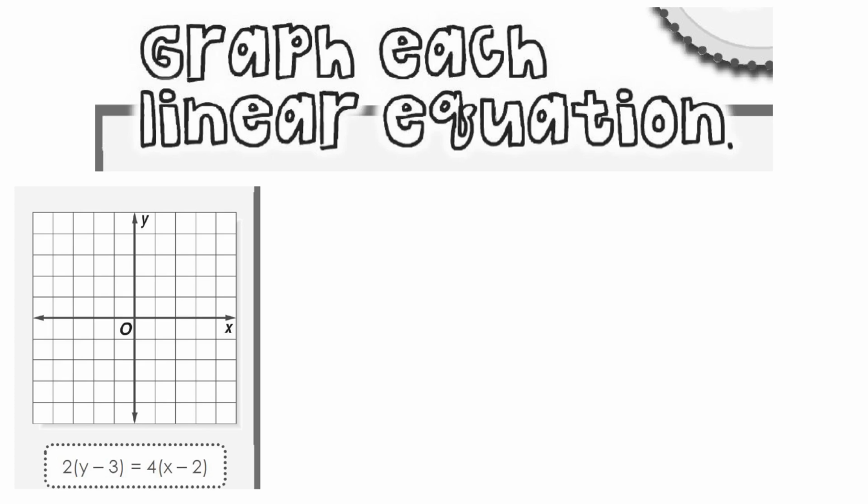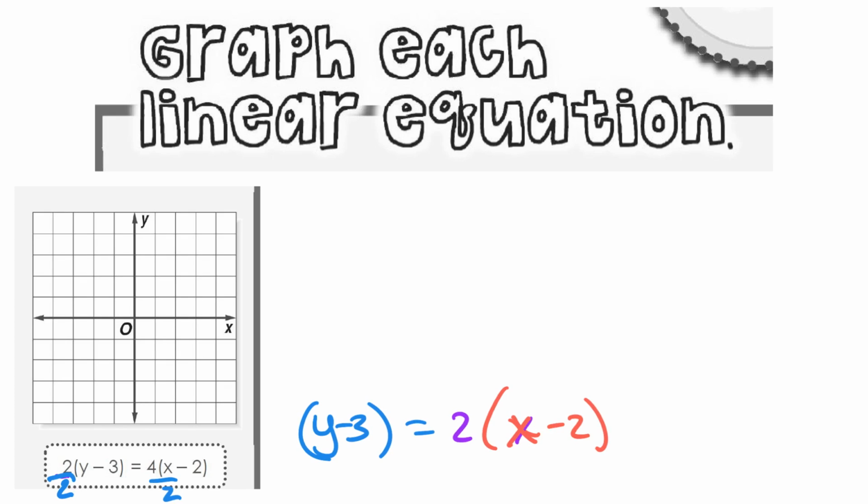Here's a last problem, and it looks very similar to the point-slope, but do you see this 2 out in front? It means we've got to divide everything by 2 first. So divide both sides by 2. So our equation is actually y minus 3 is equal to, oops, not 4, it's actually going to be 2 times x minus 2. Okay, so then we need to find our coordinate point, which is going to be 2 and 3.